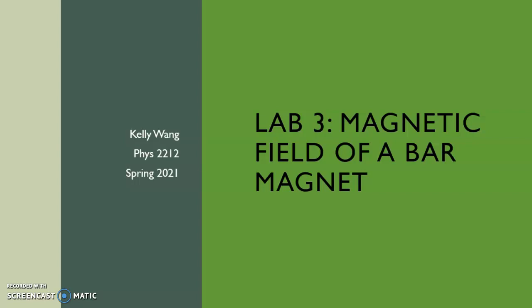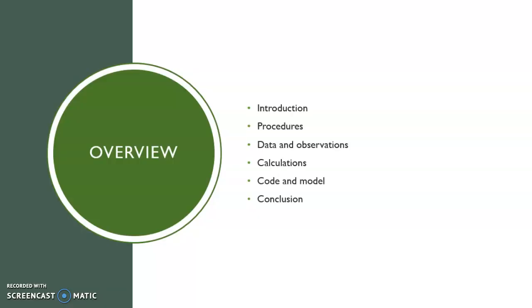Hi, I'm Kelly, and this is Physics 2 Lab 3: Magnetic Field of a Bar Magnet. As an overview, I'll be going over the introduction for this experiment, some procedures, data and observations, calculations, my code and GlowScript model, and finally some discussion questions to conclude.